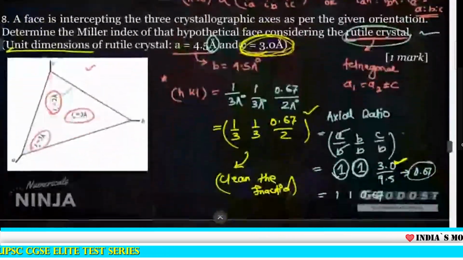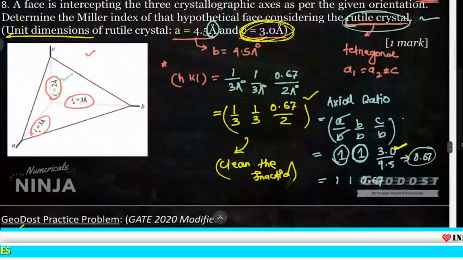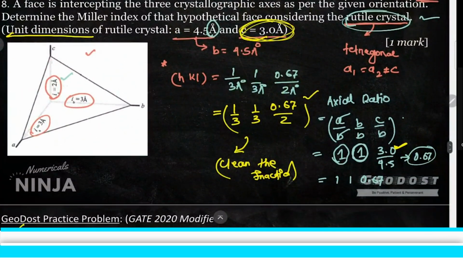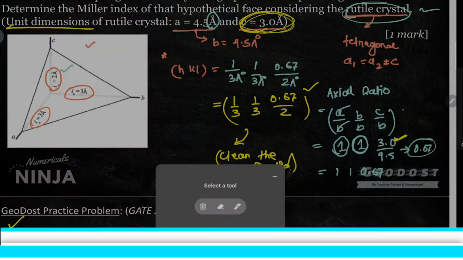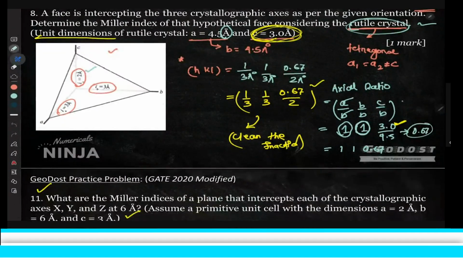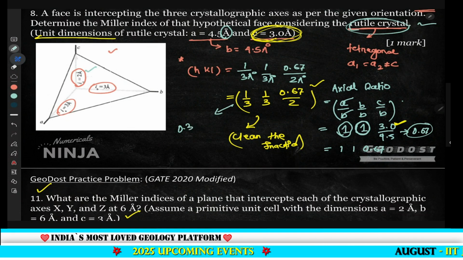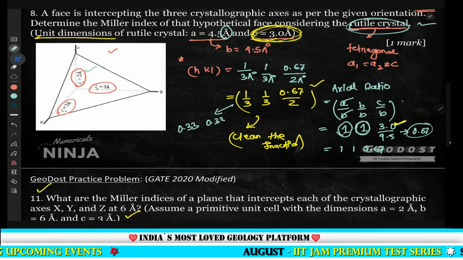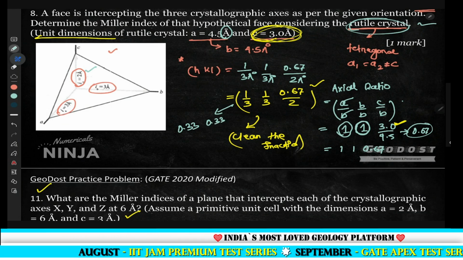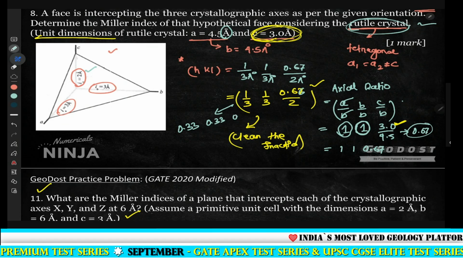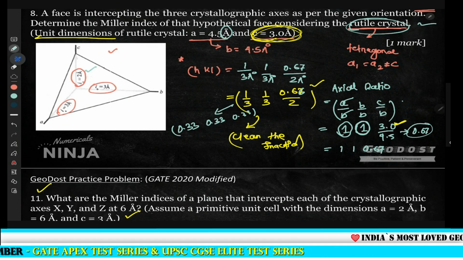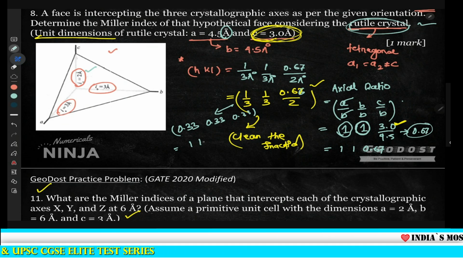So this is the first one. In these cases, I have already told you, you just have to clear the fraction. This was the last part that was left. So how to do this? How to clear the fraction? The same thing you are going to do: 1/3 is going to be 0.33, and this one will also be 0.33, and 0.67 divided by 2 will nearly be 0.33. Okay, so in this way it will be 1 1 1. So this will be the clear answer.